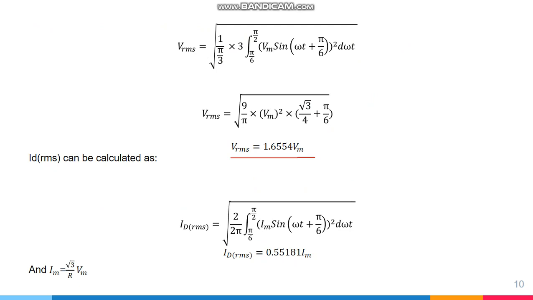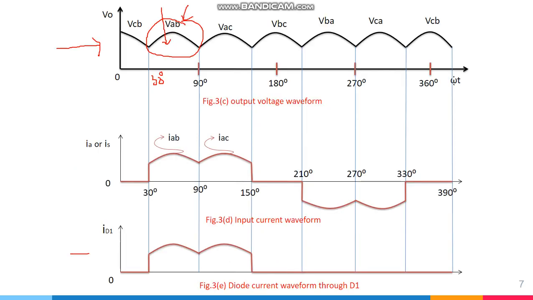In order to calculate the IDRMS, we need to see the waveform of the current shape from a diode. This waveform shows the current passing through a particular diode. We have a shape wave like this. So this part is similar to this one that we have previously calculated over here, and we have two such bumps over here.